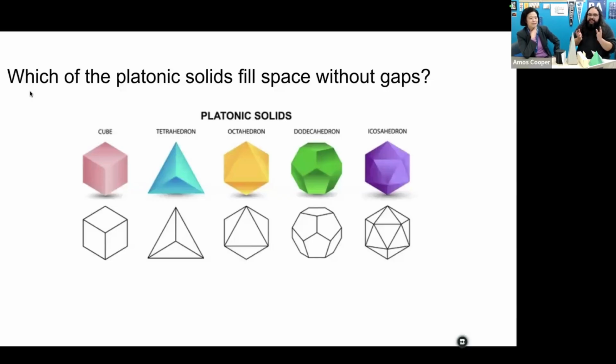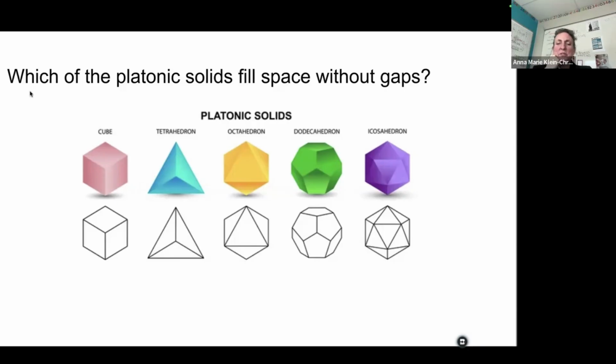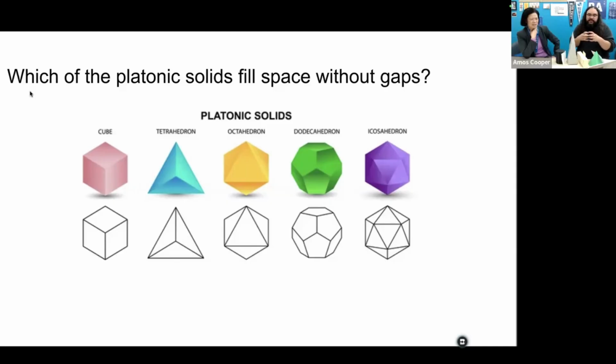And any guesses on which of these could possibly stack to fill in space with no gaps? To fill in space of just space? So if you repeated the object, which of these could fill in space without leaving any gaps? Well, the cube. The cube, absolutely. Yep, 100%. Is there more than the cube? Is there more than the cube? That's really the question. I see.